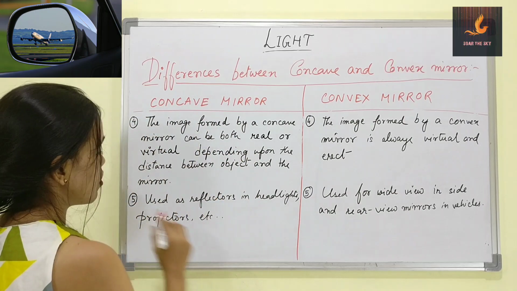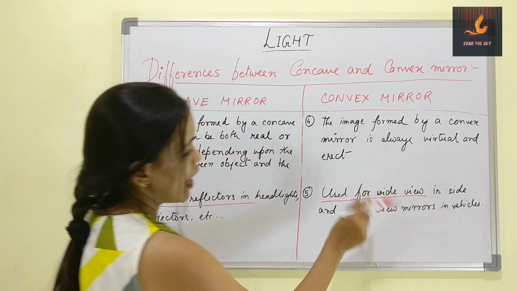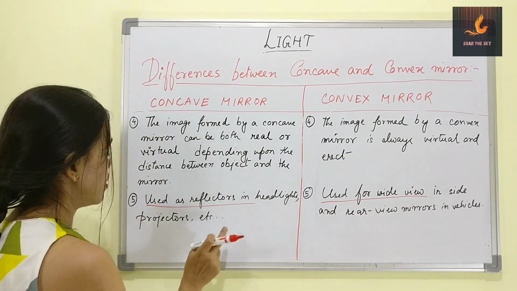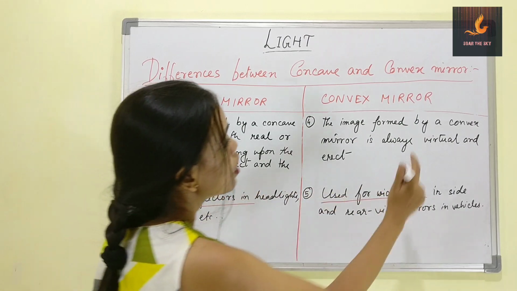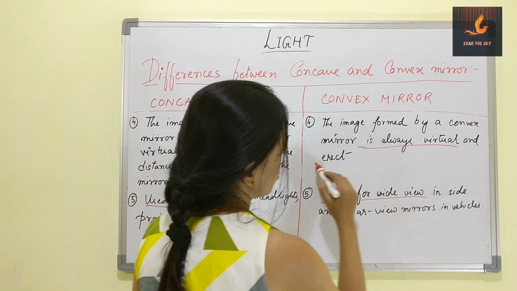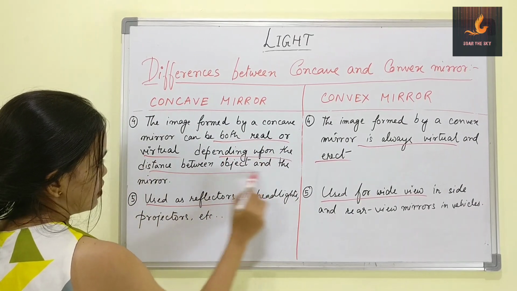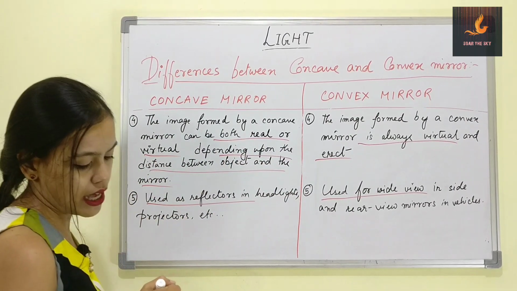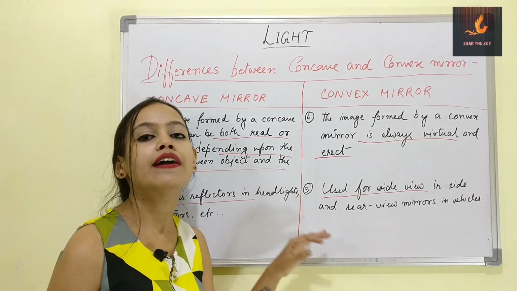All these we have already learned. The concave mirror is used as a reflector because it is converging in nature, and the convex mirror is used for wide view as it is diverging in nature. The convex mirror image is always virtual and erect. The concave mirror image can be both real and virtual depending upon the distance between the object and the mirror. I've marked all the key points and these are important.